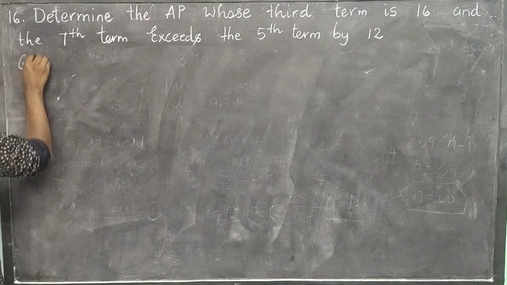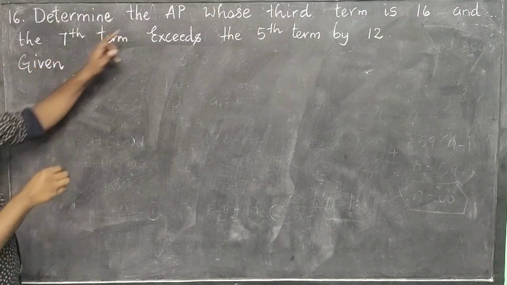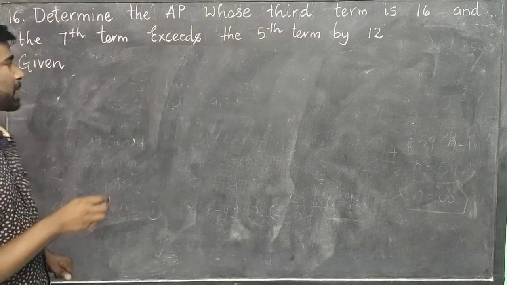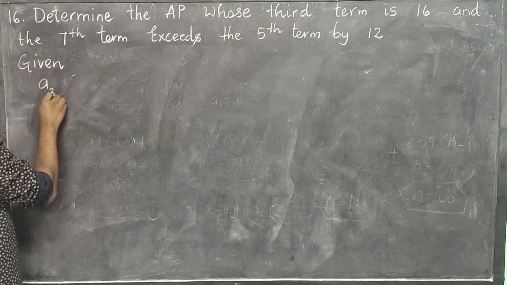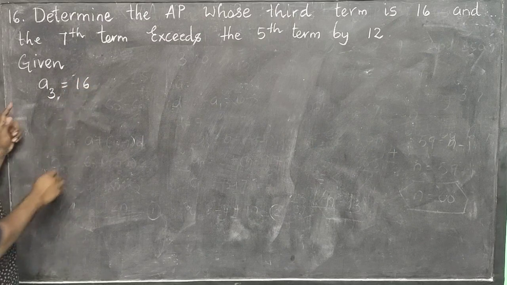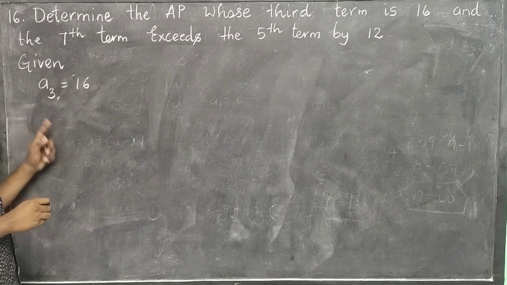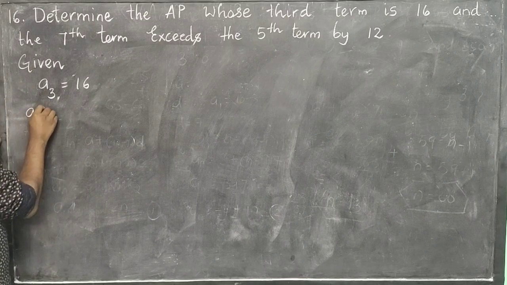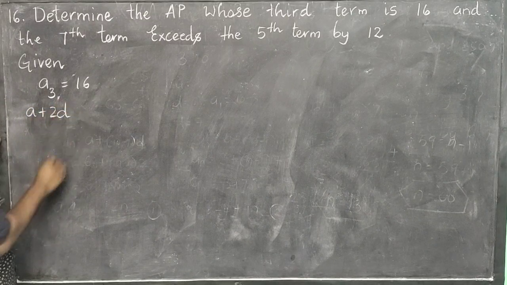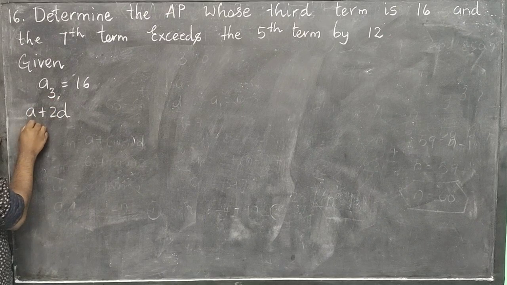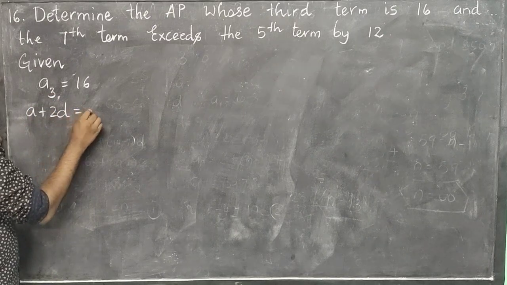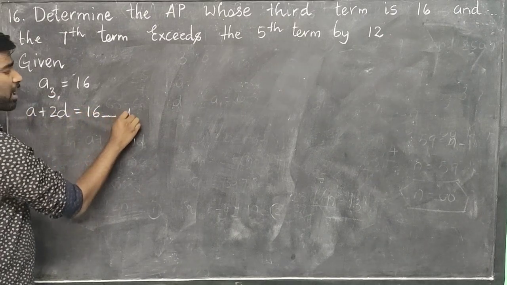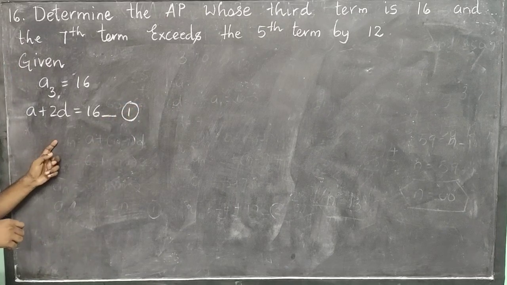Now we'll write out the given third term is 16. Therefore A3 equals 16. So the third term equals 16. Now we can write the third term as A plus 2D. By using general form, A3 is written as A plus 2D, which is equal to 16. I'll consider this as equation 1.